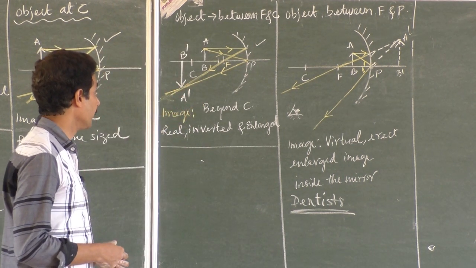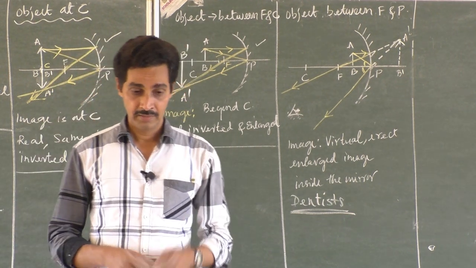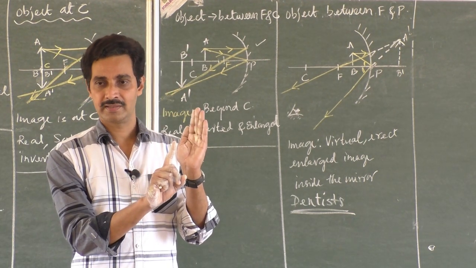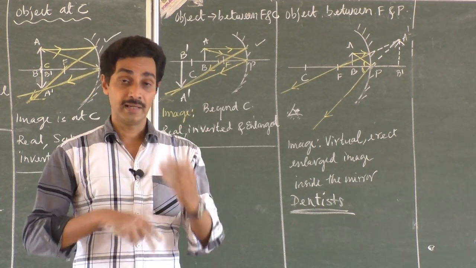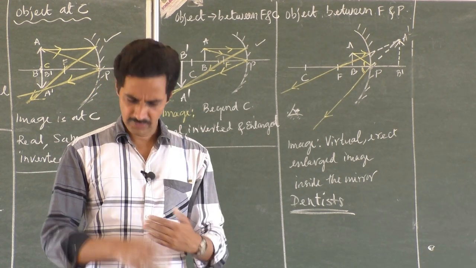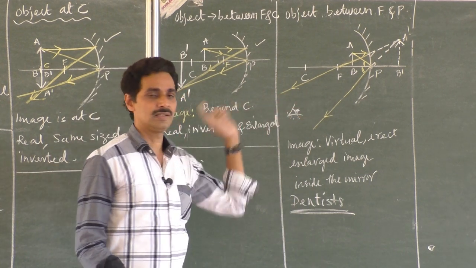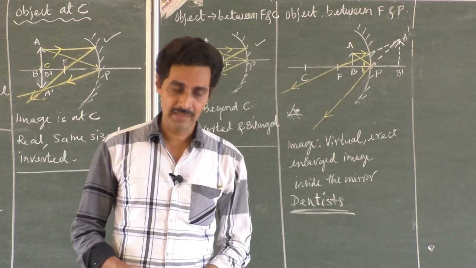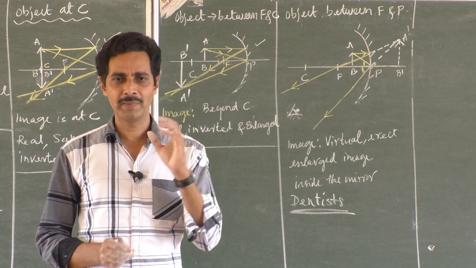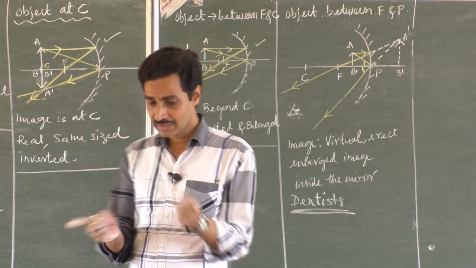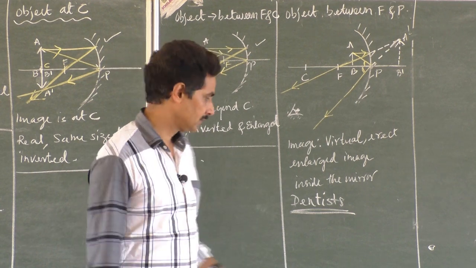Okay. Then the last one, very important one, the dentist mirror. When the object is within the focus, in front of the mirror, that means between pole and focus, an erect, enlarged image is formed within the mirror. That's why it is used by dentists, and it is a virtual image. So everything is squeezed into a small package, and in most cases you can club the two cases, one reverse of the other, so that becomes easier.